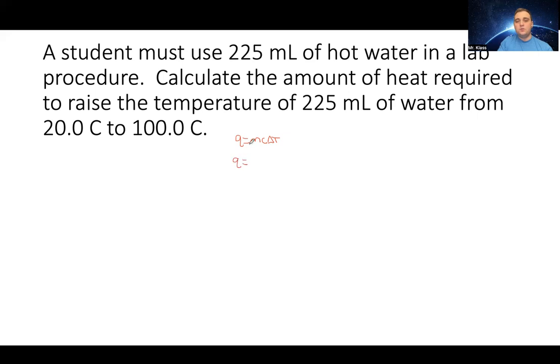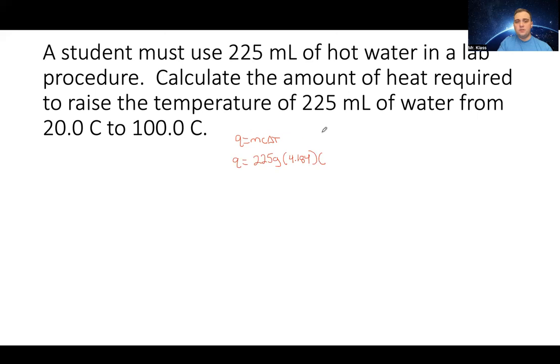So Q equals, well, what is M? Did we get the M from this? Yes, 225 grams. Now, what is the C? Now, the C can be found in one of the tables in the reference tables, table B, 4.18. I like to add the 4 just because I'm a little extra that way.